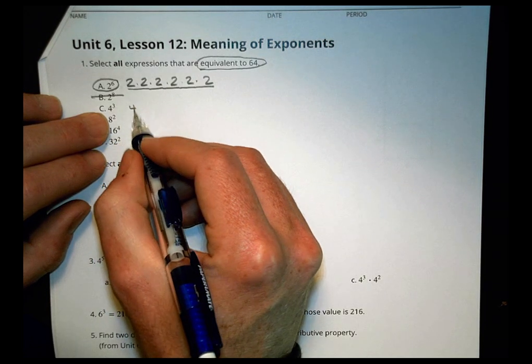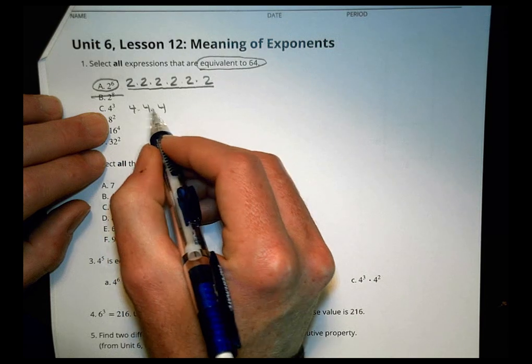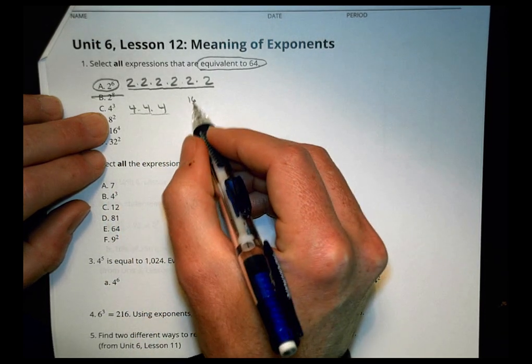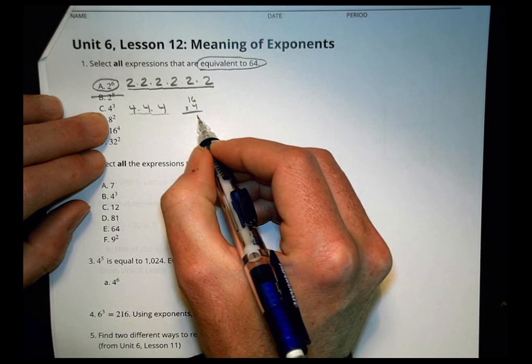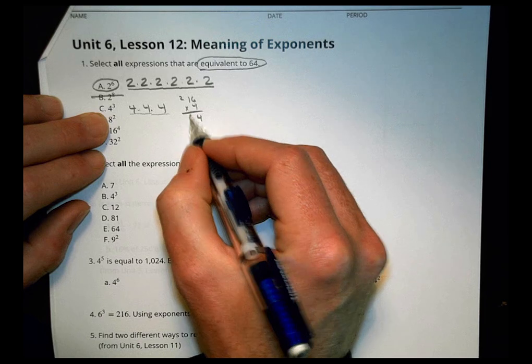Alright, with a 4, we have 4 times 4 times 4. Well, 4 times 4 is 16, and then I do 16 times 4. I may not know what that is, so if I just do it real quickly here, 6 times 4 is 24, 4 times 1 is 4, plus 2 is 6, so 64.